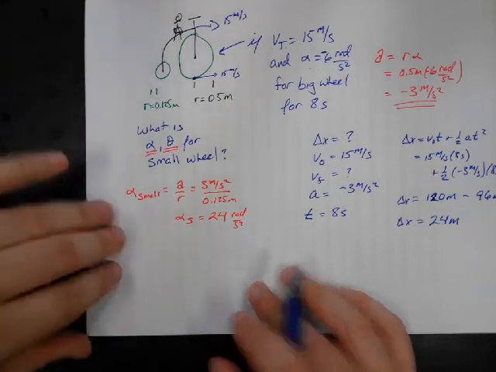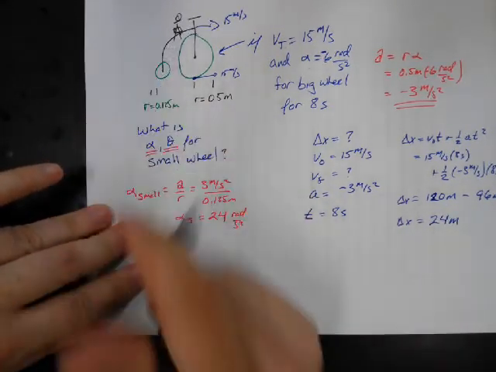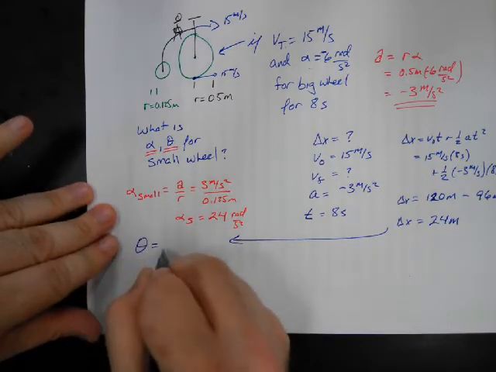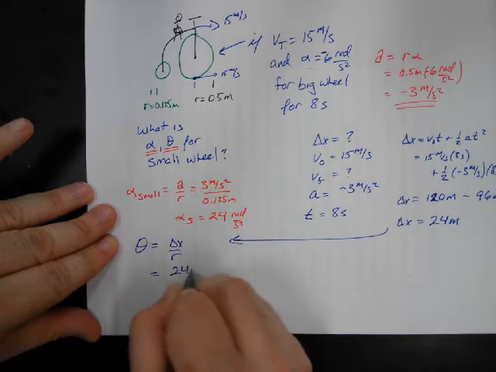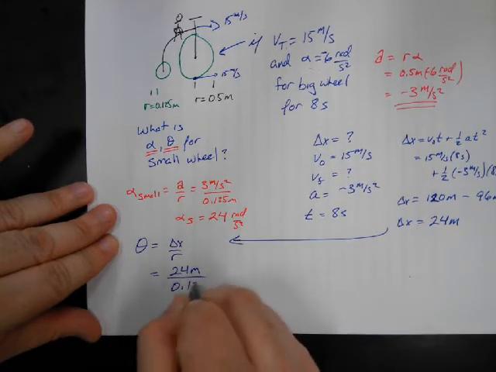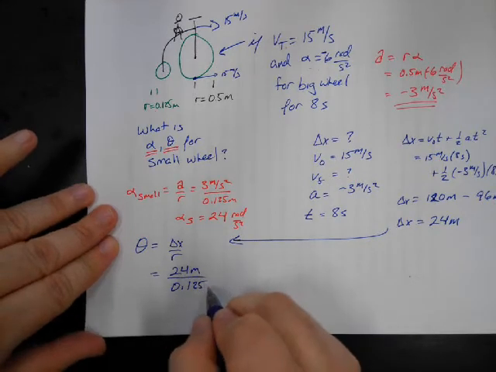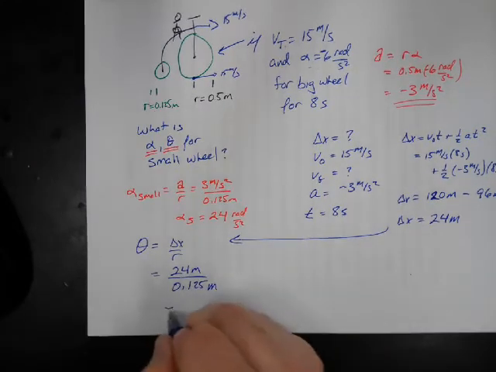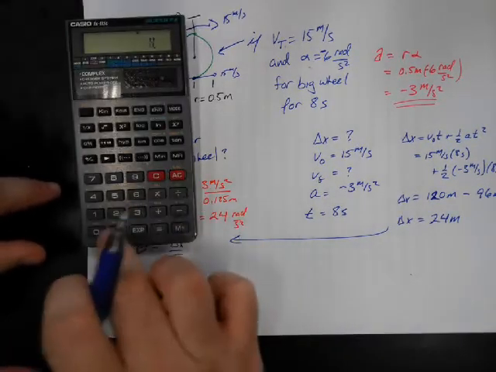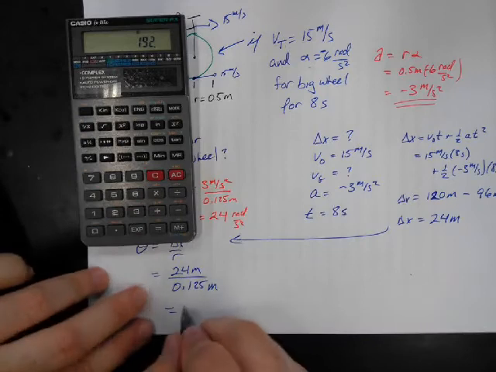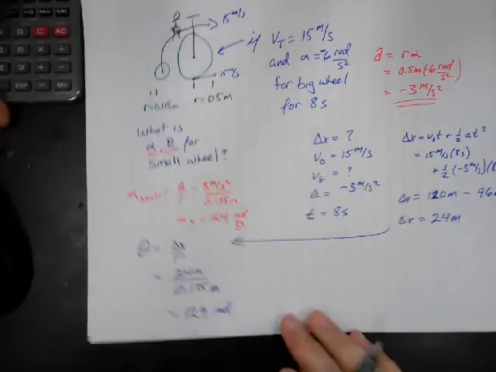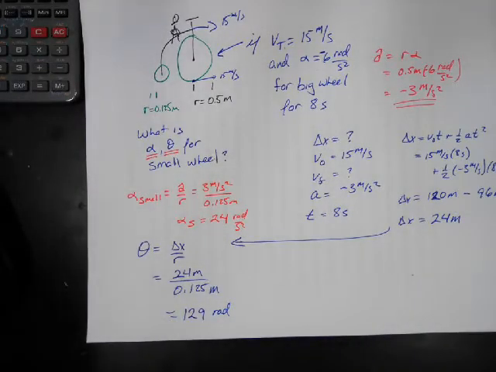So now we can just convert this in terms of the small wheel, right? Theta is delta x over r, which is 24 meters over 0.125 meters. 1 meter over 1 meter is a radian, and so we'll do 24 divided by 0.125, which is 192 radians. Not too bad, right? That's not horrible.